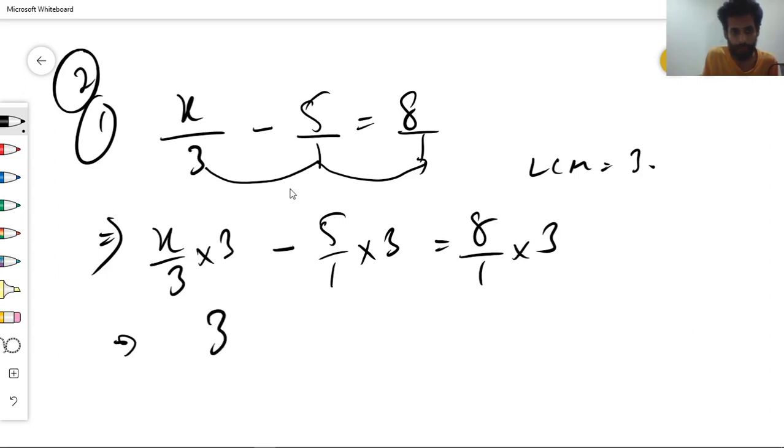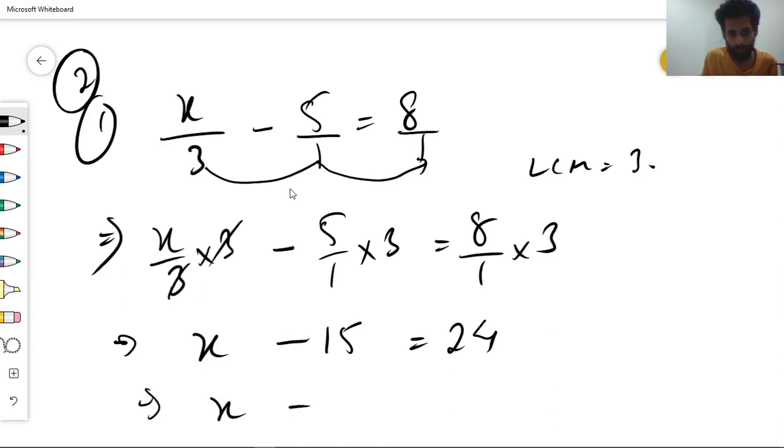So it will be 3x, sorry, not 3x. This 3 will get cancelled, so only x will remain here. This will be minus 15, and this will be 8 threes are 24. To find the value of x, we just bring this one to the other side. It will be 15, so it is equal to 39. Okay.